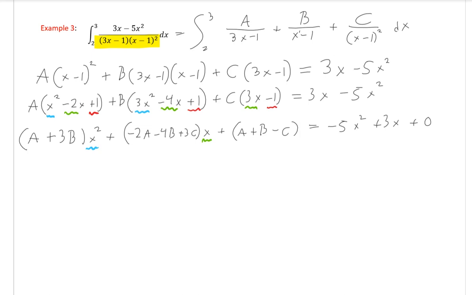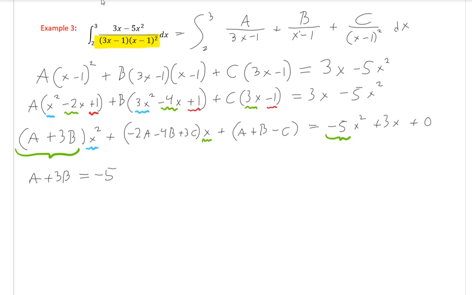All right, so that's how I grouped all the terms together. I kind of skipped the step of multiplying it out and then factoring because this would be the same process. All right, now we can set up three equations. We have our coefficients. We have A plus 3B should equal this coefficient here. So A plus 3B is going to equal negative 5.